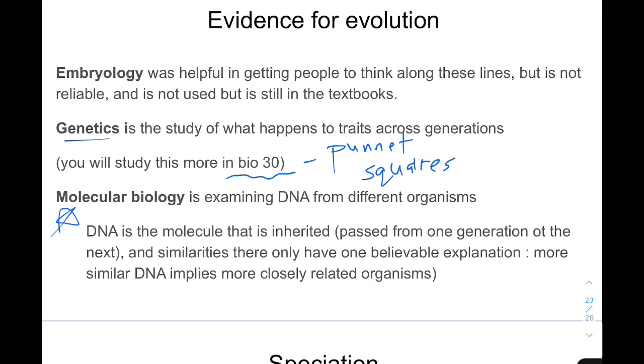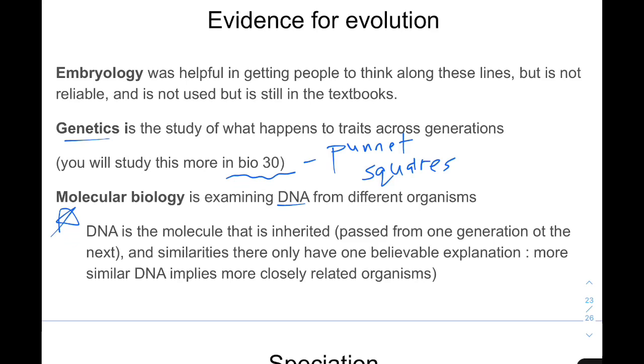This one here, molecular biology, is the best piece of evidence that we have for evolution these days. Because DNA is the molecule that is transferred by our gametes, by our sperm and egg, to the next generation. Changes in that DNA are directly related to what the ancestors looked like and what the descendants will look like. So if your DNA molecule is more similar to another organism's DNA, there's only one explanation for that. That explanation is you have a common ancestor.